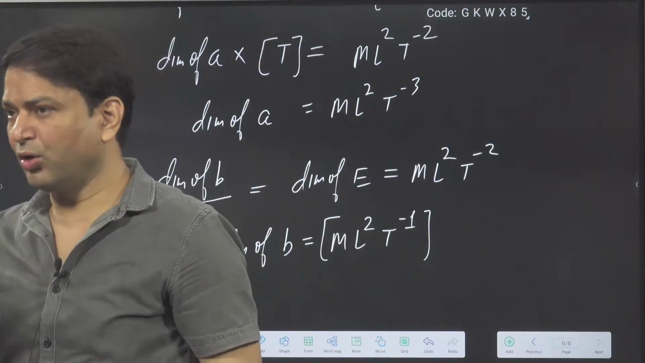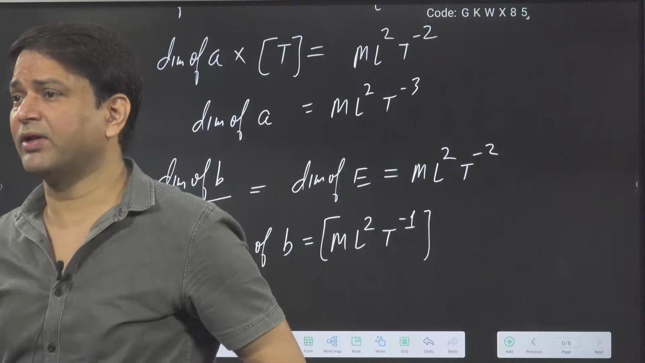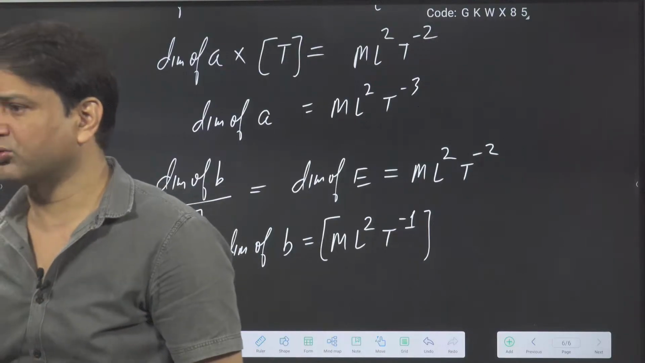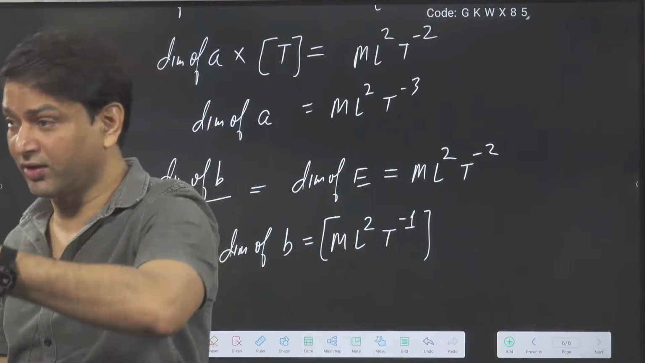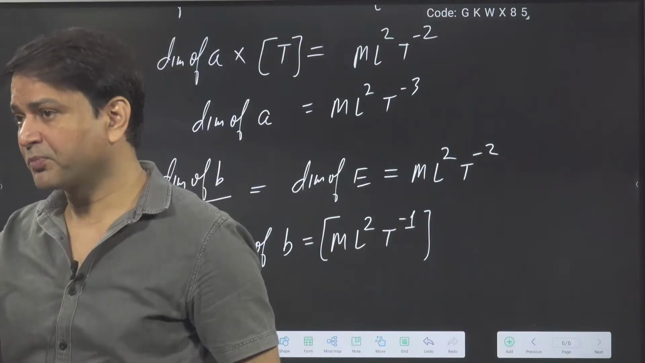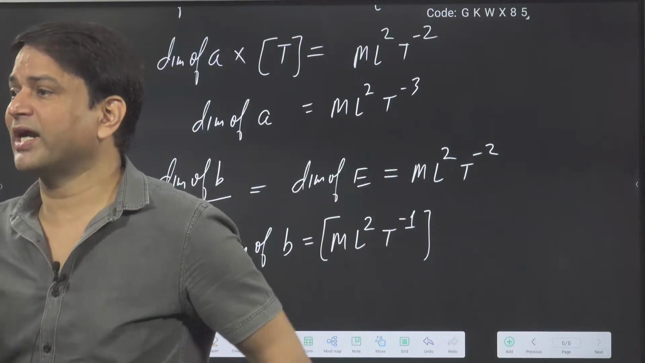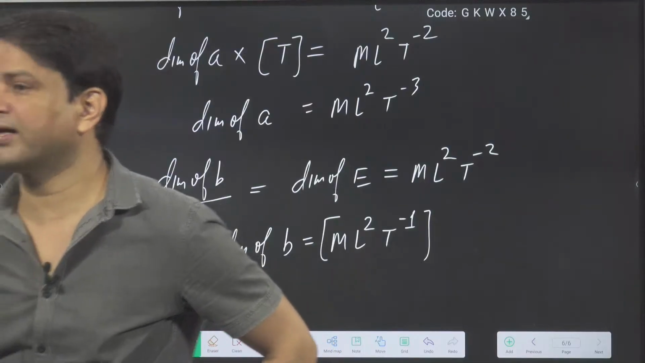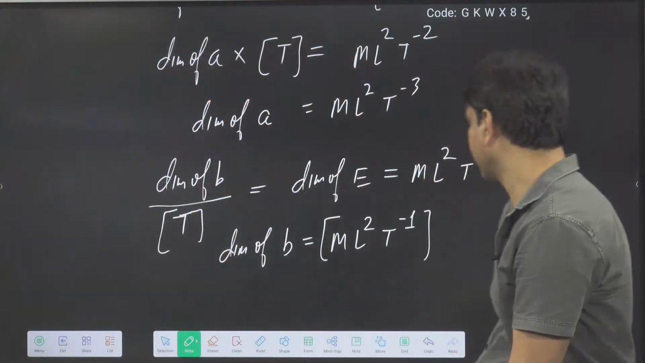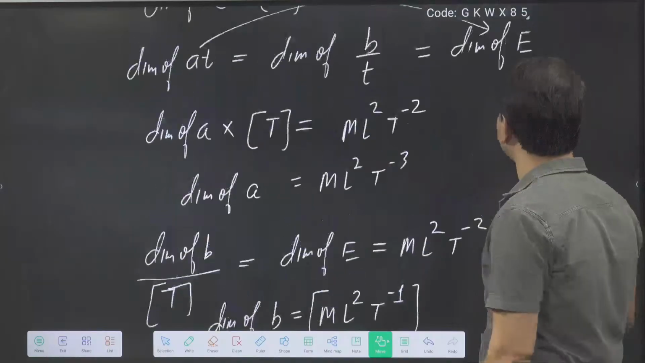Now, if I am dividing A by B, then I will get T minus 3 upon T minus 1, that is T minus 2. But what I need is T, so I have to divide in reverse. Reverse means B by A. If you do B by A, you will get T square. But I need the time, so I have to take the root, then I will get T. Then what is the answer? Under root of B by A, option 4.